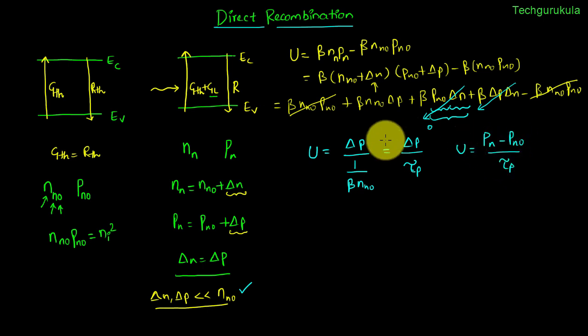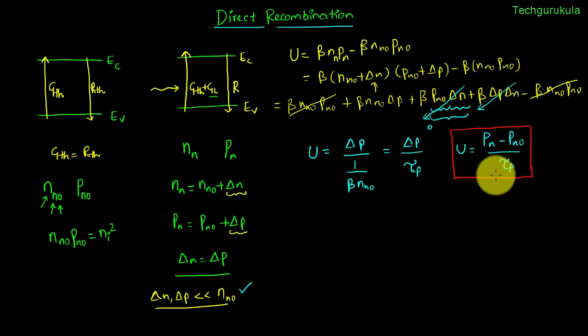over tau P. This is a very important expression which is telling us that as we take the semiconductor away from the thermal equilibrium, there would be a process that triggers which will try to bring back the semiconductor to equilibrium, and that is the recombination rate. And if you see here, the net recombination rate is directly proportional to the excess carrier concentration. Let's say when the semiconductor is in thermal equilibrium, Pn would be equal to Pn naught. In that case, net recombination rate would be 0.